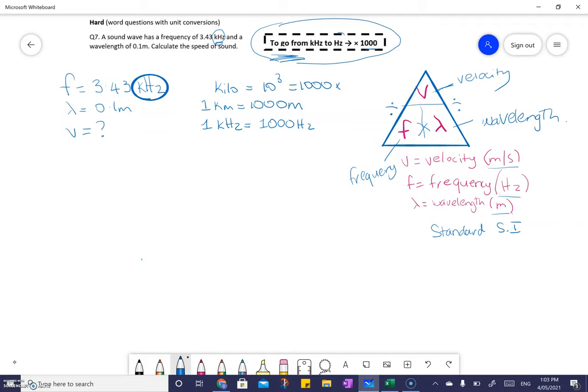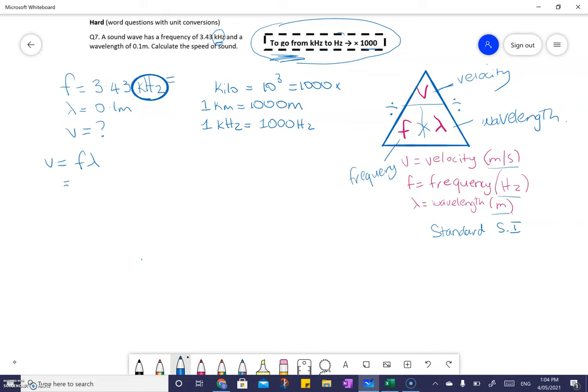So what do you do? You write out the equation in the format that you need. So V equals what? I cover up my V over here. I pretend that that's all covered up, and I go, it's F multiplied by lambda. So V equals F lambda. Okay, and then I plug in my numbers and I always write it underneath. That's how you do good setting out. So F is, I'm not going to put the kilohertz because I'm actually going to convert it into hertz. So I should have done this over here.